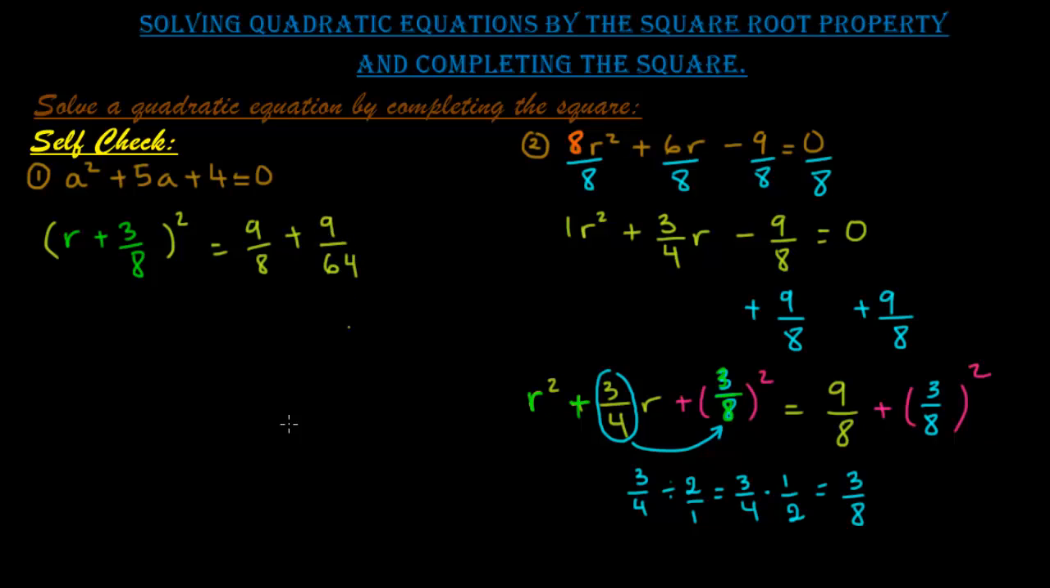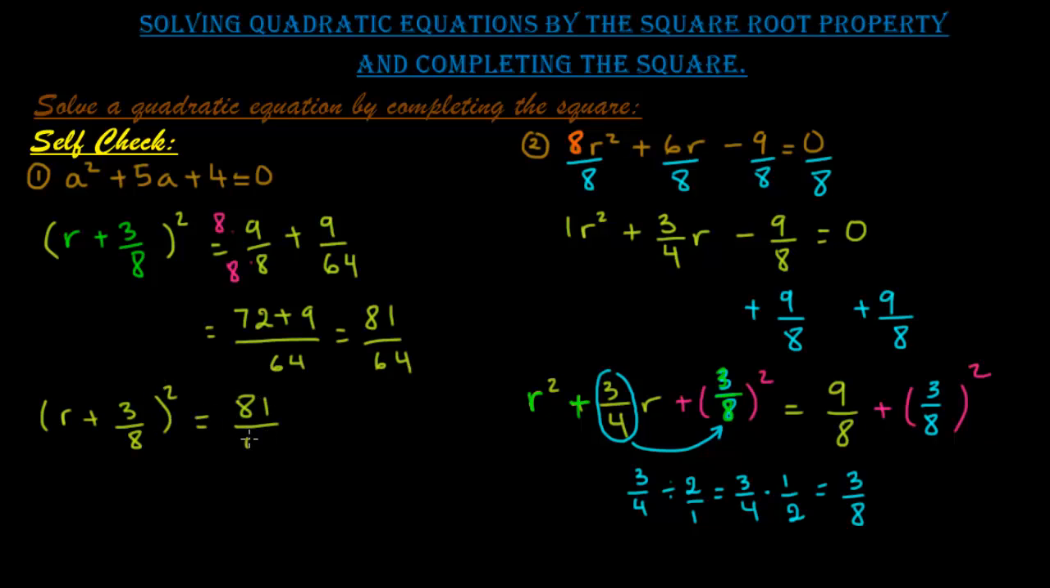To add 9/8 and 9/64, what we have to do is multiply the first fraction by 8 to have the same denominator. So we will have 8 times 9 is 72, plus 9 over 64, which gives me 81 over 64. So r plus 3/8 squared equals 81 over 64.